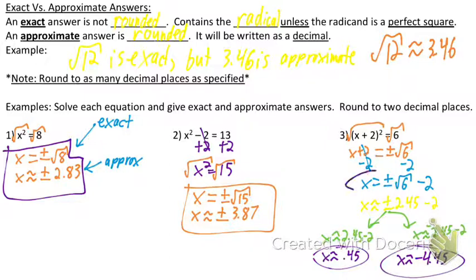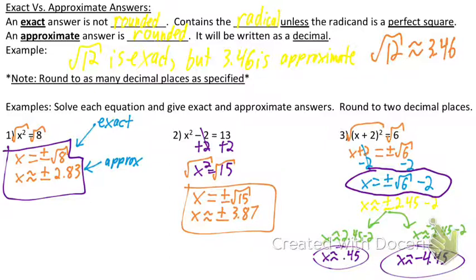And my exact answer was up here right before I switched to decimals. So my exact answer was way up here, x equal to positive or negative square root of 6 minus 2. My approximate went much farther, didn't it? Okay. Questions on that? Okay.